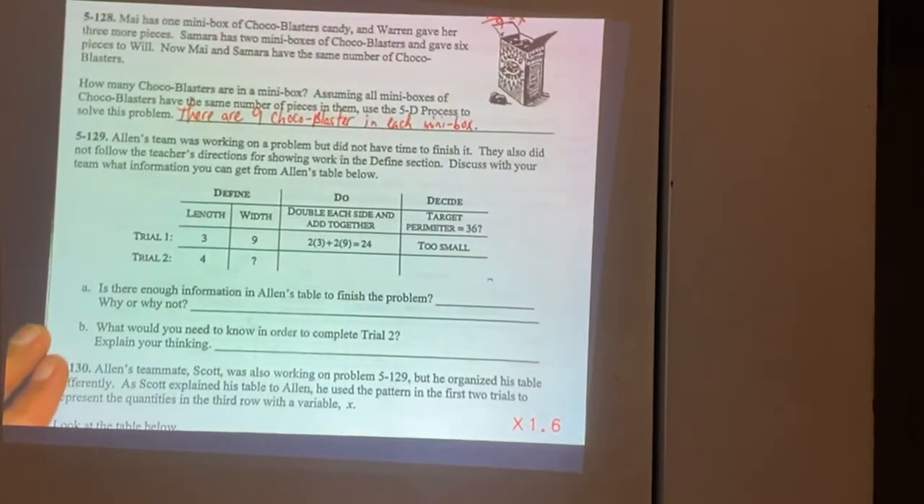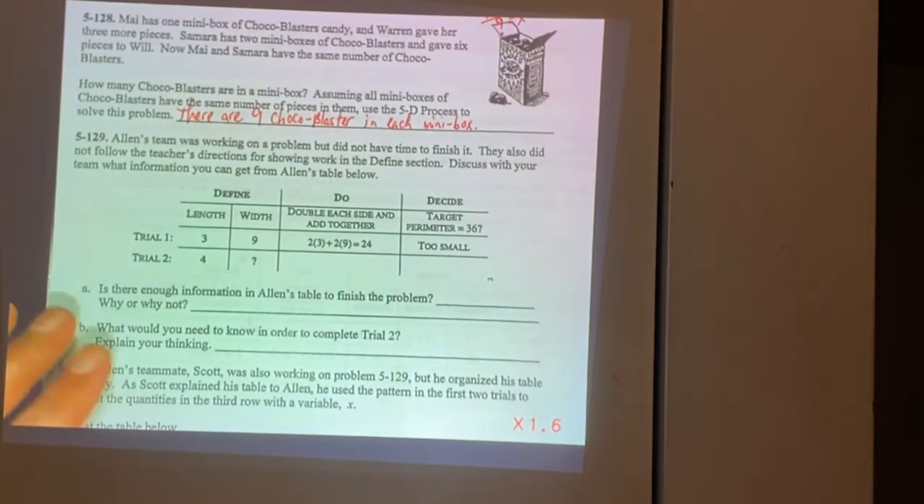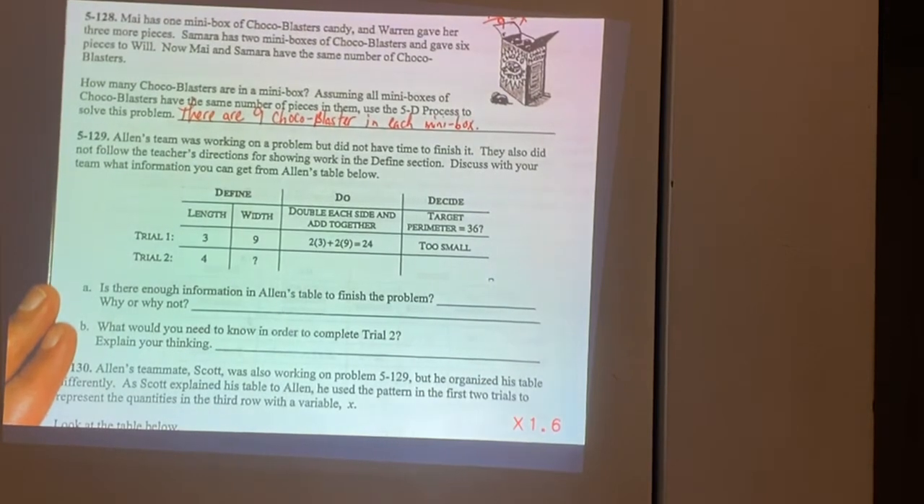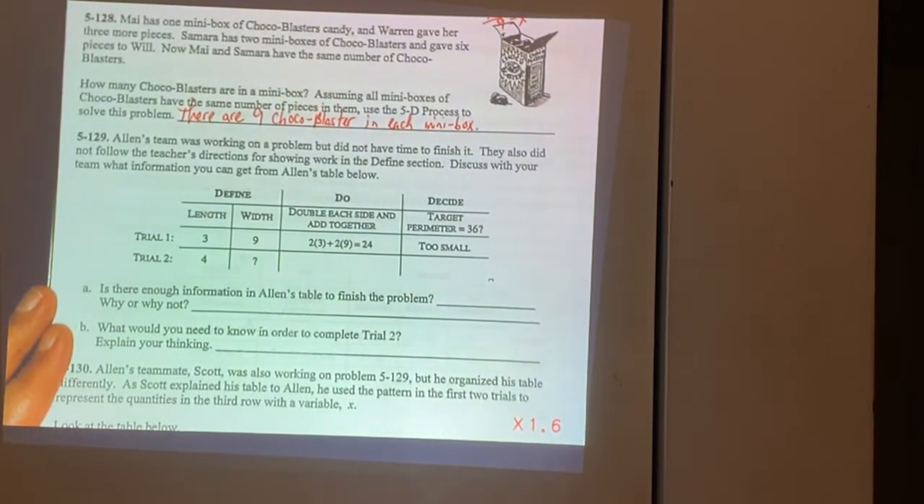All right. Question 129. Alan's team was working on a problem, but did not have time to finish. They also did not follow the teacher's directions for showing work in the define section. Discuss with your team what information you can get from Alan's table below.